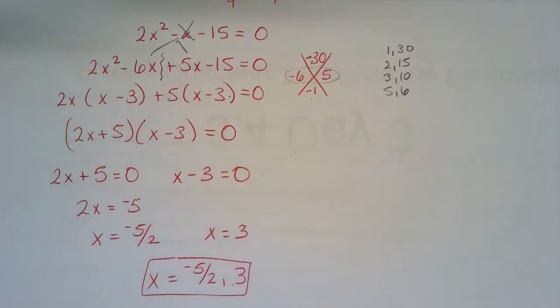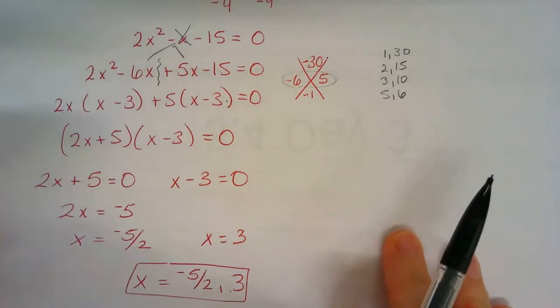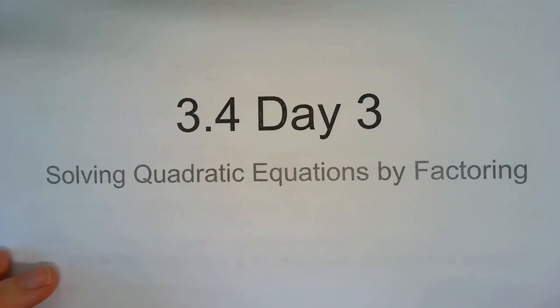All right, so that concludes part 2. So if you are needing day 2 of section 3-4, that will conclude it. So just kind of showing you what that process looks like when you can't do the shortcut. Now we're ready for part 3.